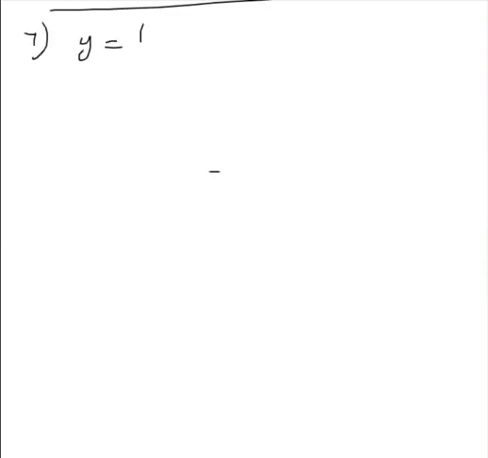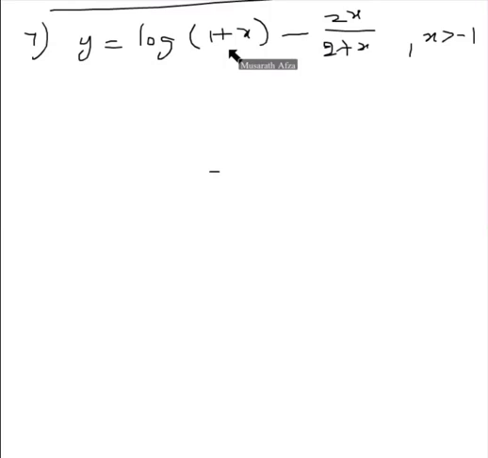So y is log of 1 plus x minus 2x by 2 plus x. Here the domain is mentioned. If the domain is not mentioned, you have to find out the domain. Because of the log function, log is defined only for positive values. That means 1 plus x should be greater than 0. That's why x is greater than minus 1. Okay, and the denominator should not become 0. That also you have to consider. But that doesn't come under this interval, so no problem. Domain is given in this question. If it is not given, you have to find the domain.